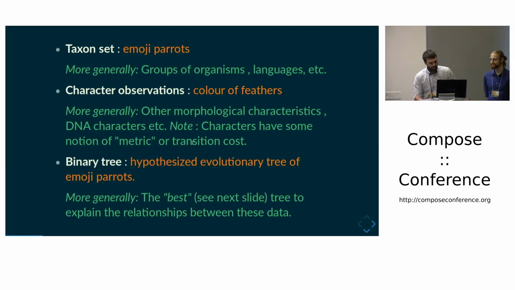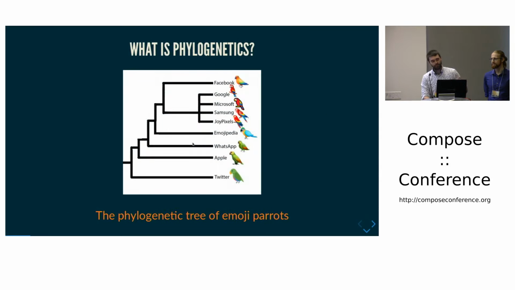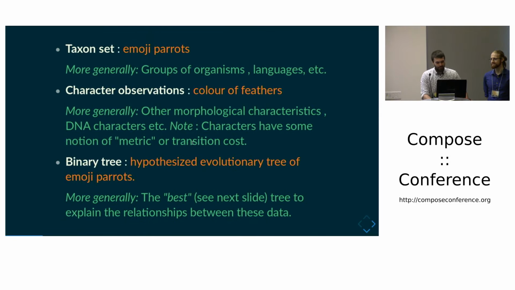And importantly here, characters have some notion of metric or transition cost. For the DNA characters, it's easier to say: you might have a cost of mutation. So at this site, you might mutate from A to G or C to T, and that has a cost associated with it that's empirically observed or maybe a hypothesis. And that's important for what I'm going to talk about. And then finally, you have this tree, and the tree is meant to represent a hypothetical history, given the character observations, of the evolutionary process that led to these emoji parrots. In general, we want the best tree to explain the relationships between our data.